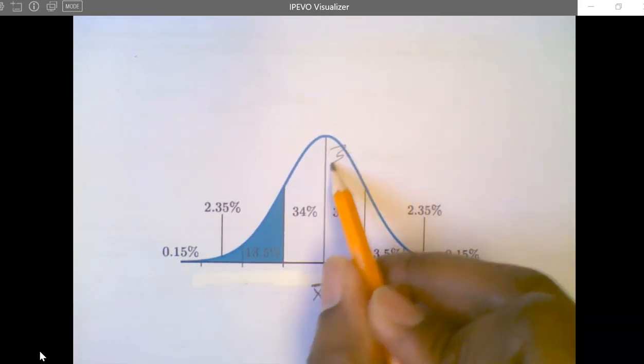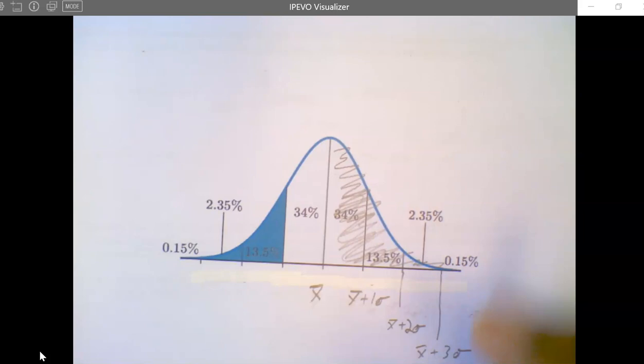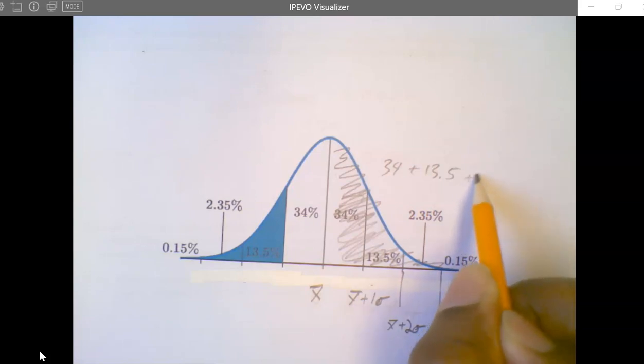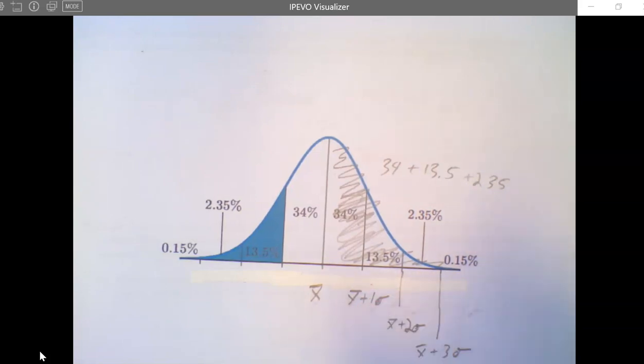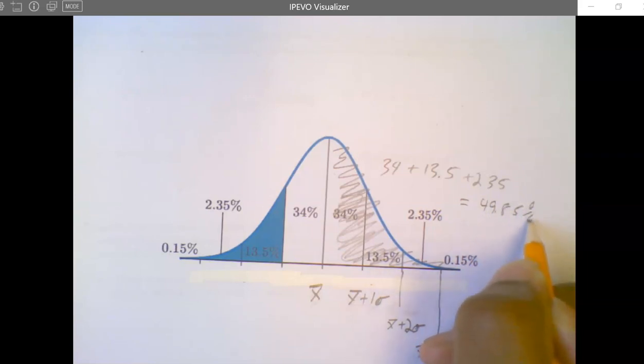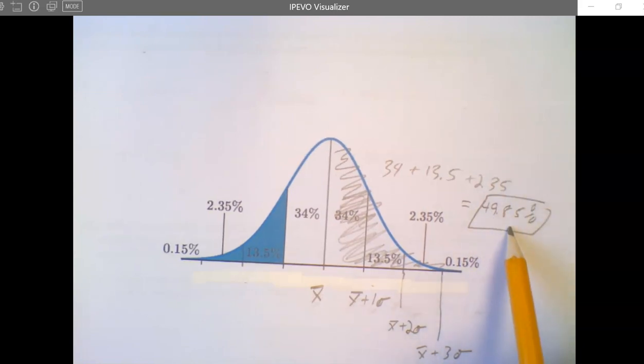So if I want to know the area between that curve from 1 to 3, I want to know the percentages here. So basically what we're going to do is add up 34% plus 13.5% plus 2.35%. And if you add those, it adds up to be 49.85%. So that probability is a 49.85% chance of that actually happening. We like to write probability as a decimal though, so we can call that 0.4985. This is written as a percent, but generally we like probability written as a decimal.